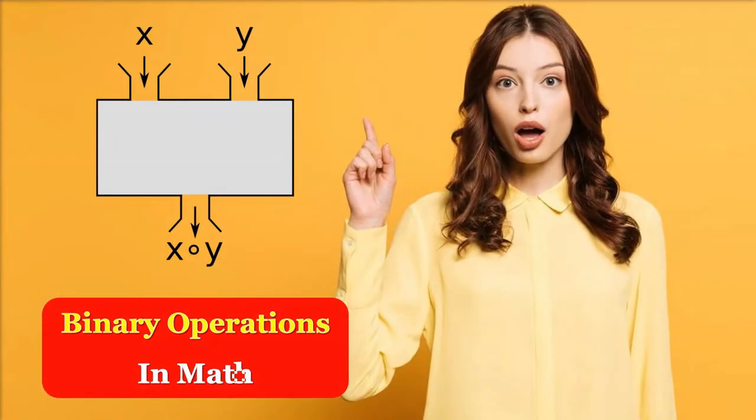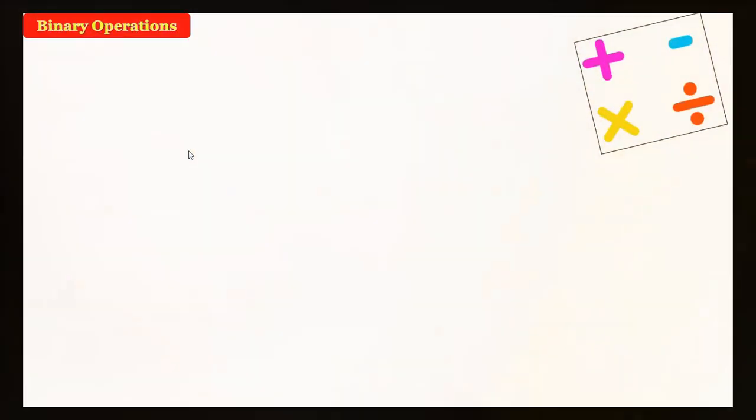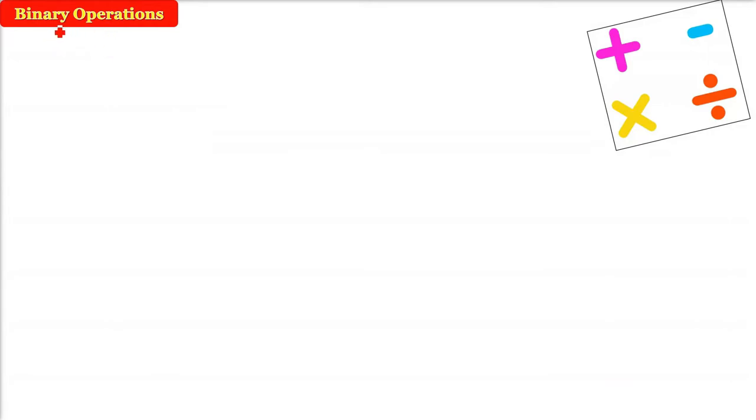What are binary operations in mathematics? The first thing is, what are binary operations? We will try to understand the words first. Binary consists of "bi" and "nary". Bi means 2. So in binary there will be two values, two operands actually, and they will operate, there will be a certain operation.